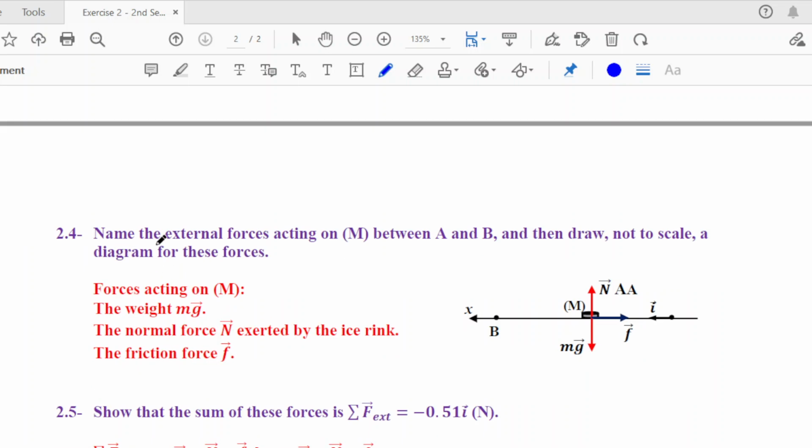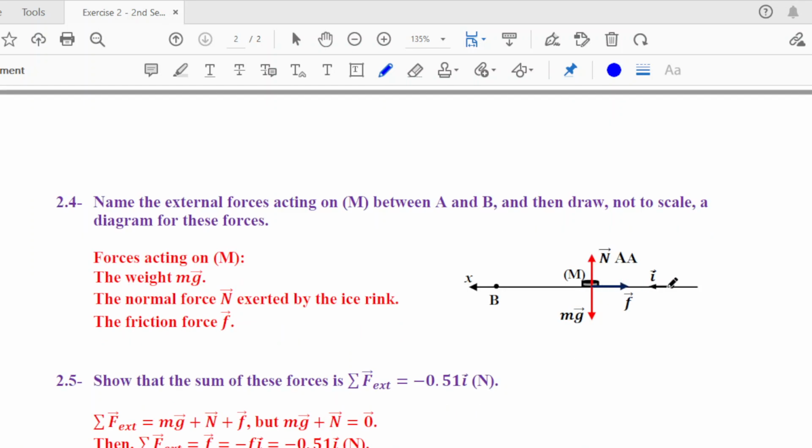Now name the external forces acting on M, draw them on a diagram. M is moving from A to B. The forces acting on M are the normal reaction of a support, perpendicular to the ice rink, the weight vertically downward, and friction, which opposes motion.